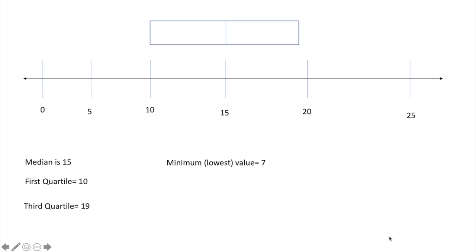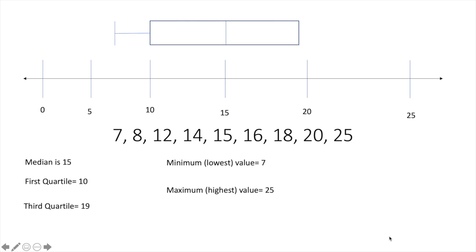I need to look at the minimum or the lowest value. And if I were to look at the data set from the previous slide, the lowest value is 7. Then I plot that and I connect that to my box. I do the same thing with my maximum, which is the highest value. The highest value is 25. So, same thing, there's the set of data, plot it. So now I have on my box plot the median, the first quartile, the third quartile, the minimum or lowest value, and the maximum, highest value.